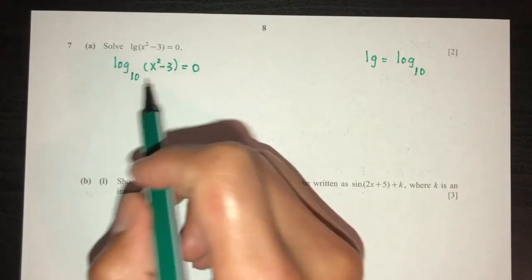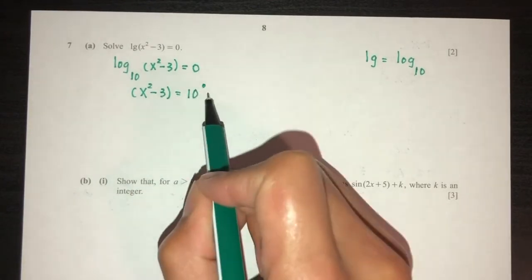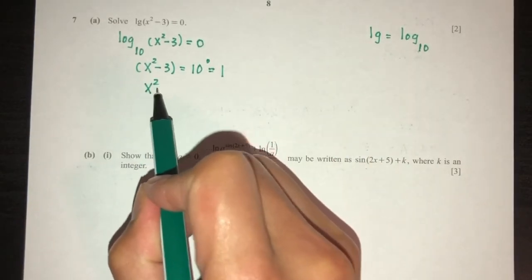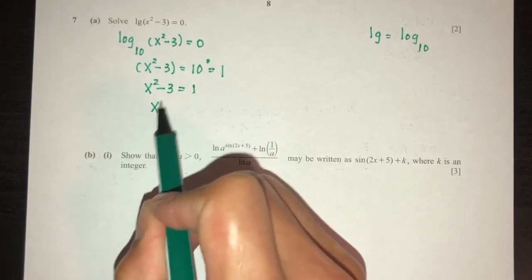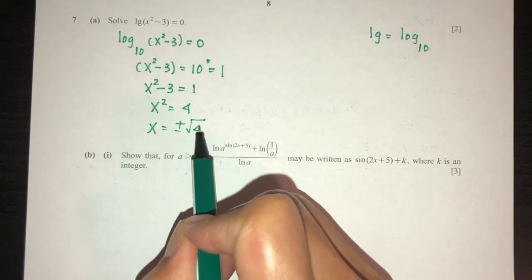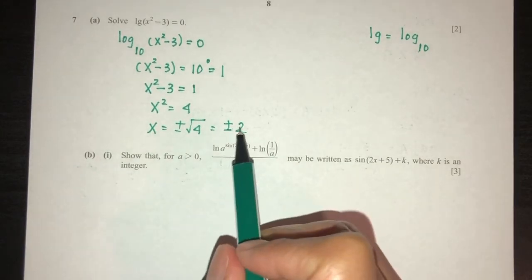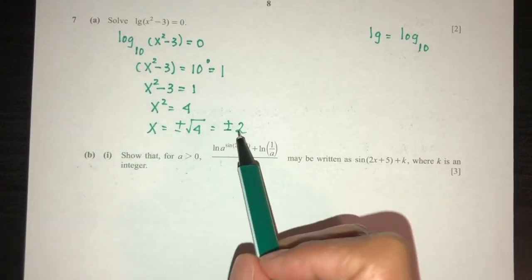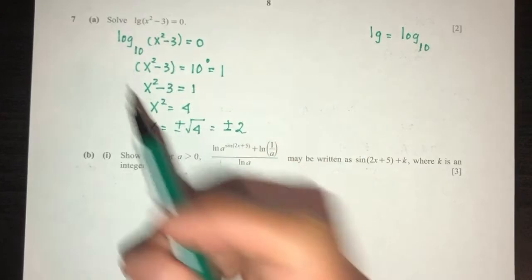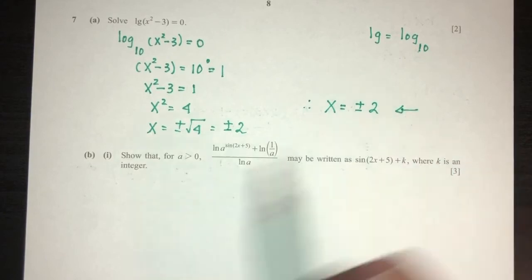So we have to send this one here. You will have x squared minus 3 is equal to 10 power 0, which is 1. Now let's solve this. x squared minus 3 is equal to 1, so x squared is equal to 4. Now x can be plus minus root of 4, which is plus minus 2. Now let's test if both values are good. If x equals minus 2, that will be positive and positive, so that is good. So your value of x will be plus minus 2. That is part 1.